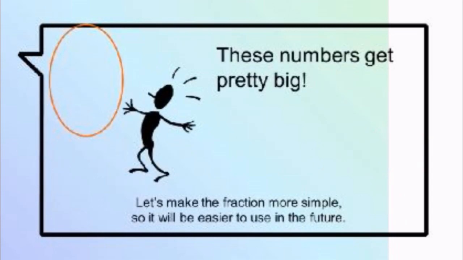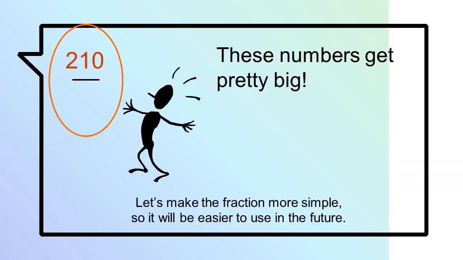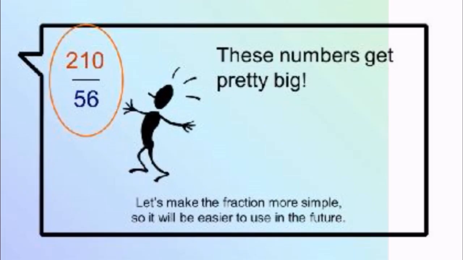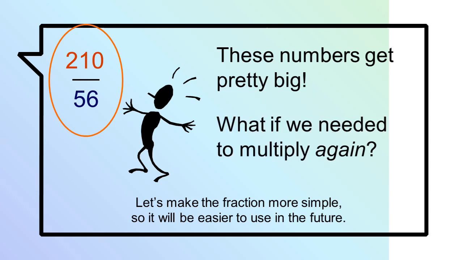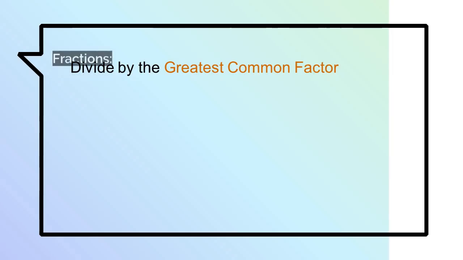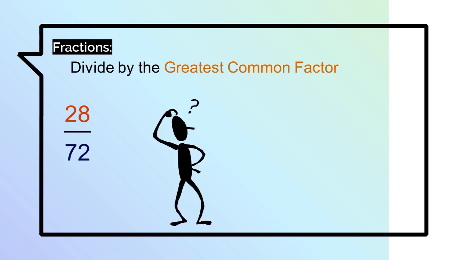Now, what if we have this fraction? 210 over 56. These numbers get pretty big. What if we needed to multiply again? Let's make the fraction more simple, so it will be easier to use in the future. We have to divide by the greatest common factor. But what is a common factor?